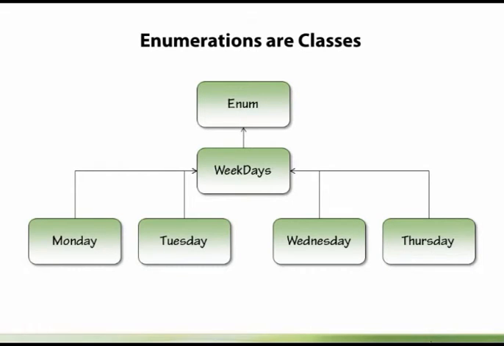In a lot of other programming languages, an enumeration would really just be a way of seeing an integer, a way of naming an integer. And that's not the case in Java. You cannot cast a Java enumeration to an integer.